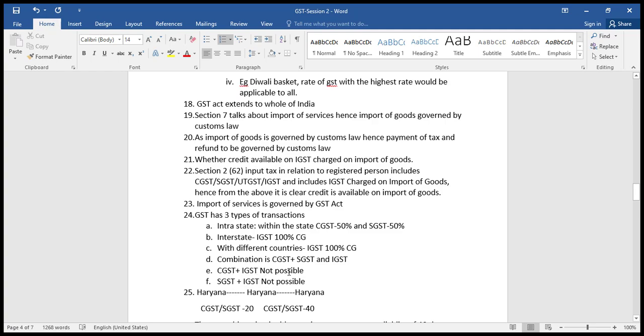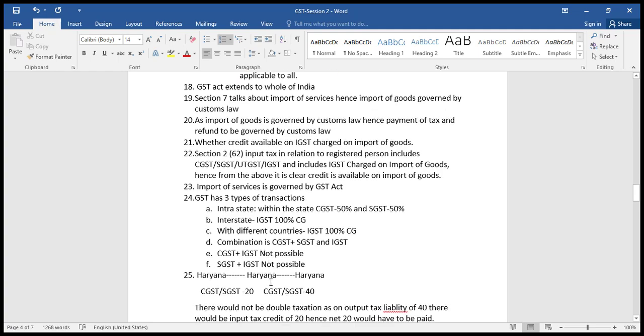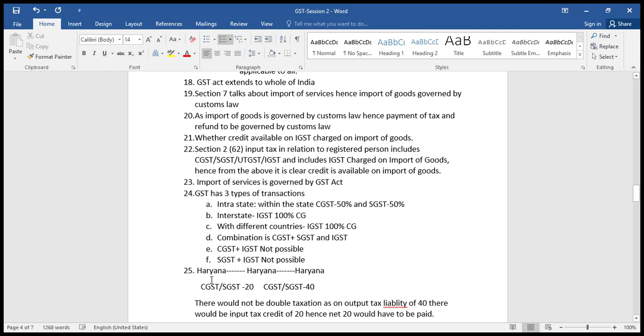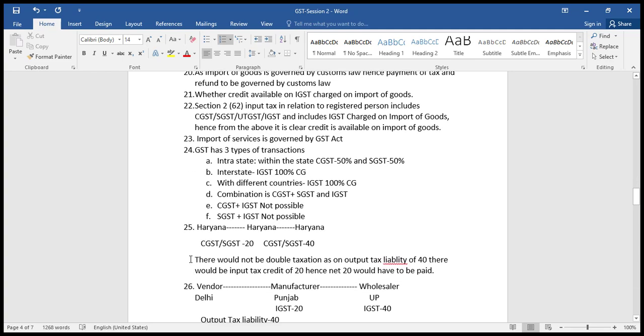CGST plus IGST is not possible, SGST plus IGST is not possible. Haryana sells to Haryana and further sells to Haryana. Then CGST, SGST in the first transaction is 20 and CGST, SGST in the second transaction is 40. There would not be double taxation as output tax liability would be 40 and there would be input tax credit of 20. Hence net 20 would have to be paid.